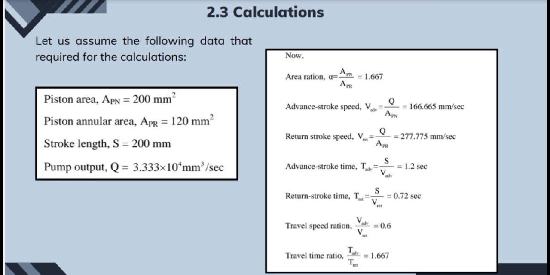Let us assume the following data that required for the calculations. Piston area APN is equals to 200 mm squared. Piston annular area or APR is equals to 120 mm squared. Stroke length or S is equals to 200 mm. Pump output or Q is equals to 3.333 times 10 raised to 4 millimeter cube or second.